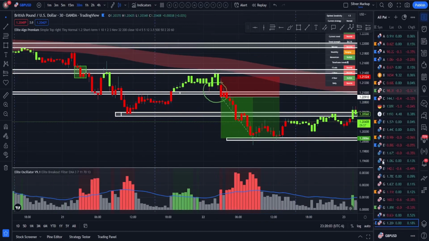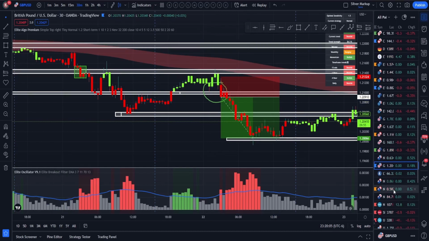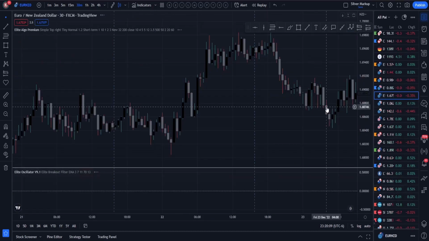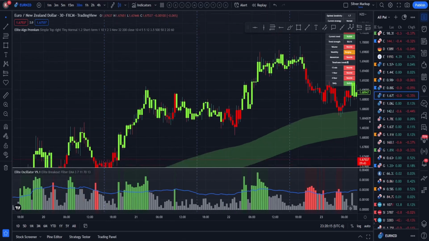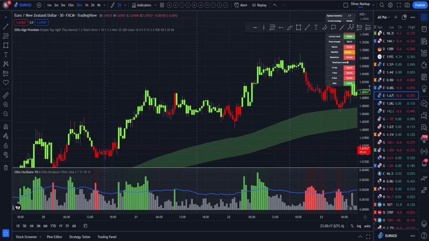Another one, we can go blind chart, so that way you can use just about any chart. I'm gonna pick one at random. We're gonna do Euro New Zealand dollar, random chart. So what I'm gonna do is I'm gonna actually zoom out and identify some price levels.